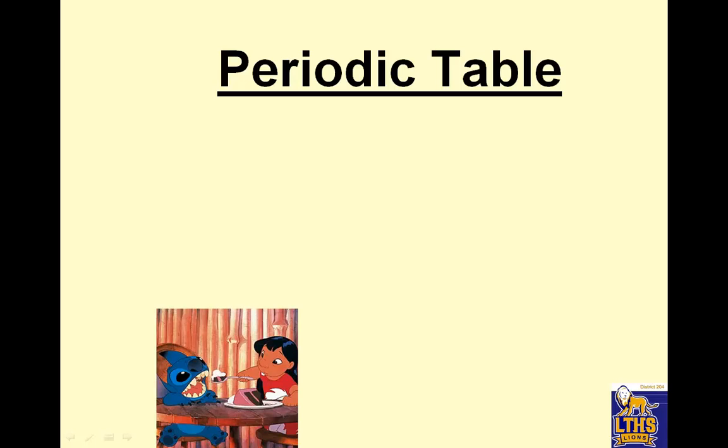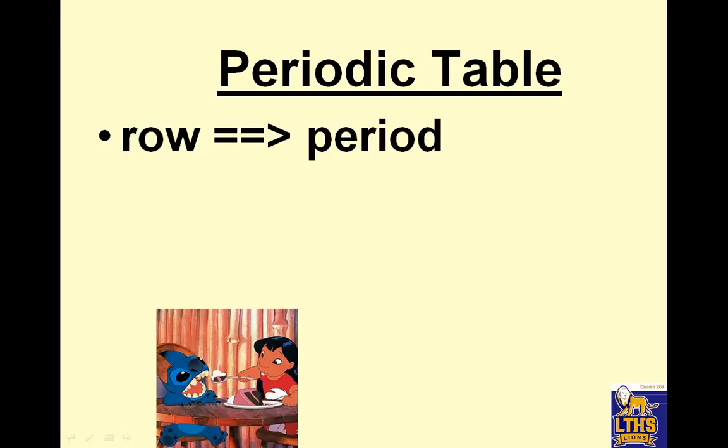Alright, periodic table. Oh, what was I going to say for the periodic table? There was some Lilo thing that I had for this. I forgot. I should watch my own podcast. So a row, I know what it is, families. A row is a period. So on your periodic table, looks a little something like this.